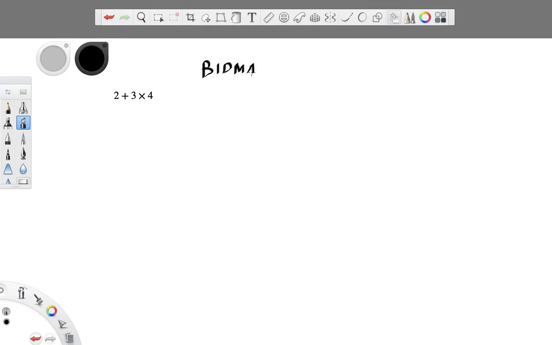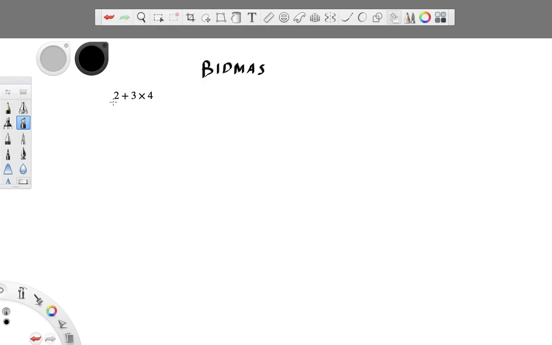So the B stands for brackets, I stands for indices, something like 2 squared, the squared part is the indice, D for division, M for multiplication, A for addition, and S for subtraction. So this is the order that we work things out. So we'll use this here.